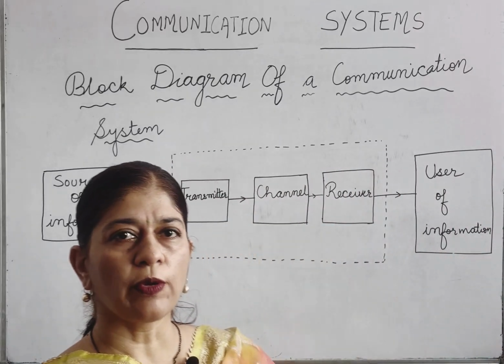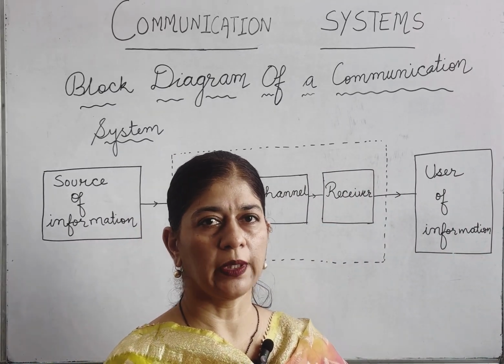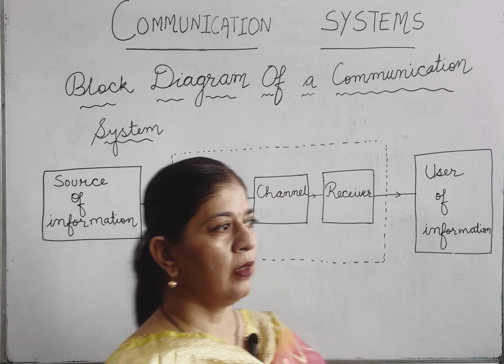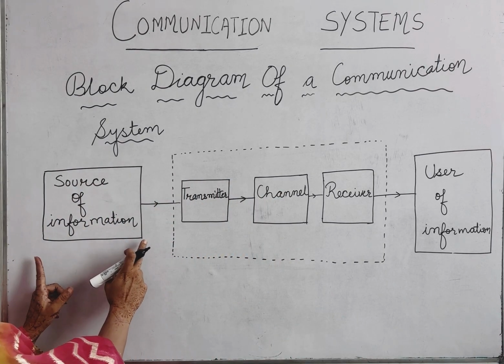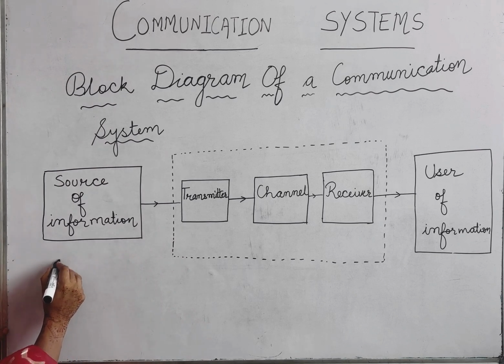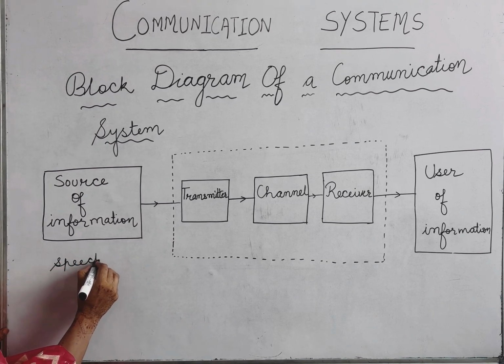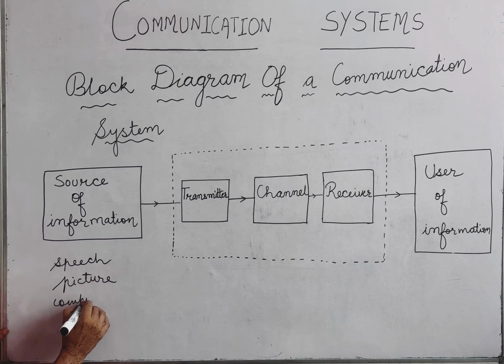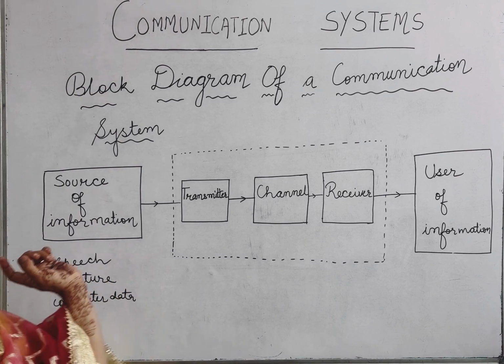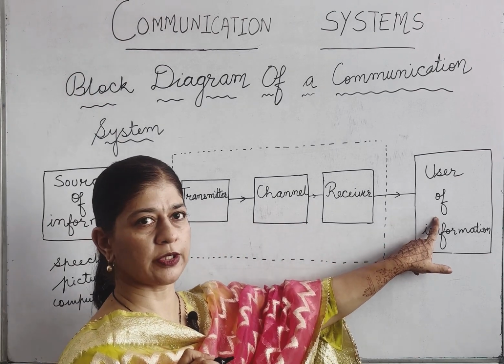Today we are going to talk about the block diagram of a communication system. Here is the source of information. Information can be a speech, picture, or a computer data. Here is the user of this information.